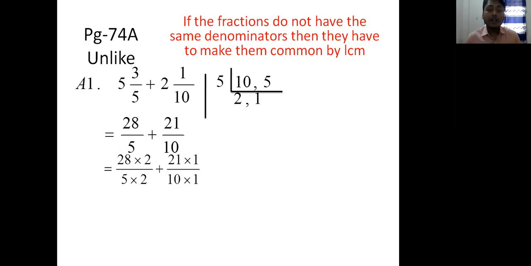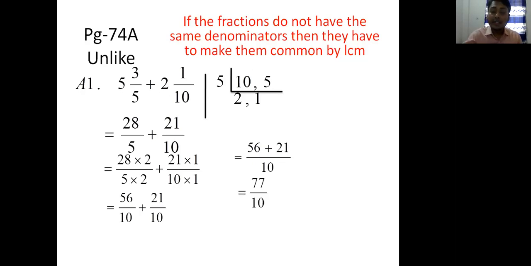Okay, so now 28 multiplied by 2 is 56 by 10. Okay, we just multiplied, we did nothing else. If you cannot do this line, no problem. You can do it directly from this line to that line, but this line should be done, then you will not make mistakes. Okay. Now we got the same denominators. Now you have to do as usual. Go for the addition of the numerators only. So 56 plus 21 is 77 by 10. Dear student, if you do not show this line, no problem. I'm just doing it in detail. That's why I'm showing you.